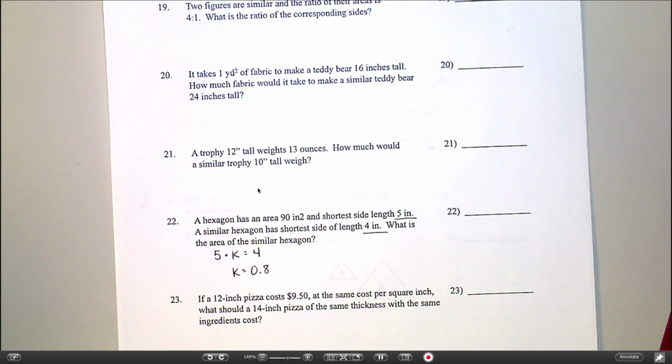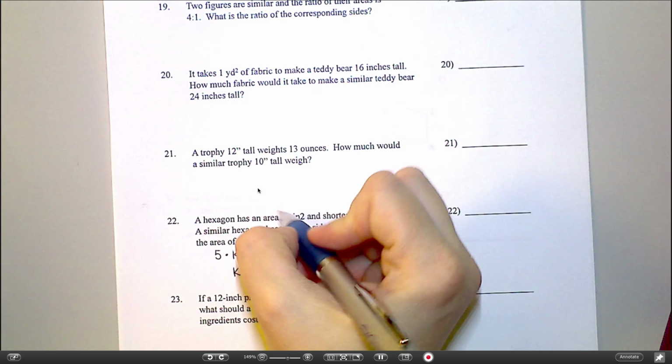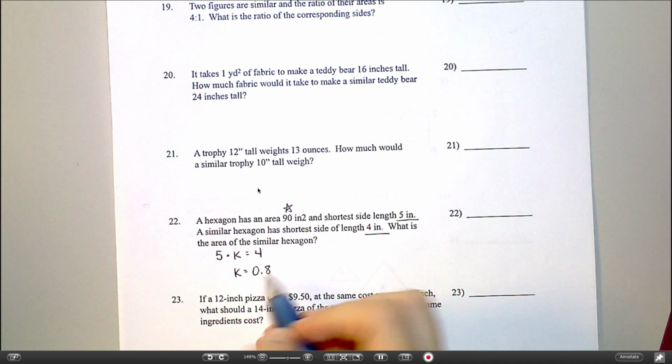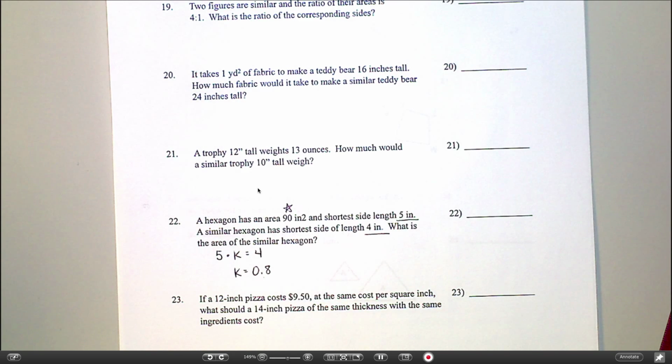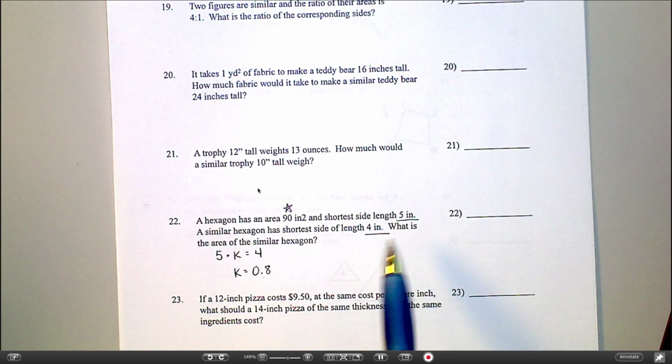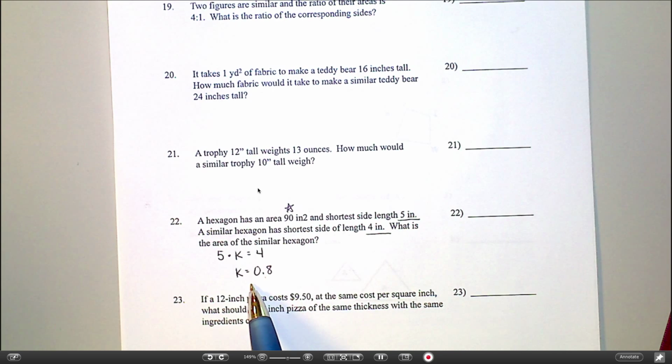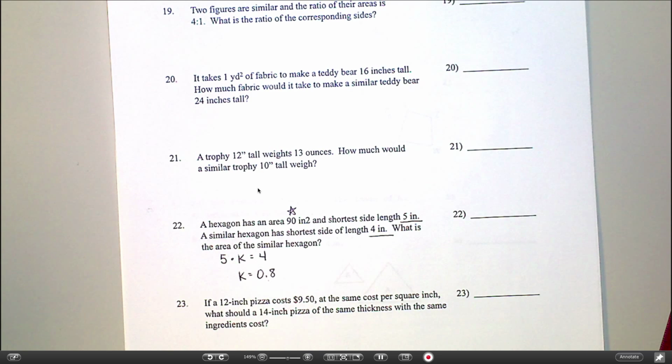So I should be able to take anything in the old hexagon, which is the bigger one, multiply by 0.8, and that would give me my length in my new hexagon. But when you're talking about area, what has to happen to your K value? It has to be squared. Kind of the same idea as doubling, except you're not multiplying by 2, you're multiplying by itself. So you have to use that K value twice.